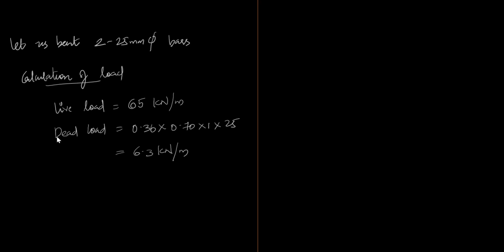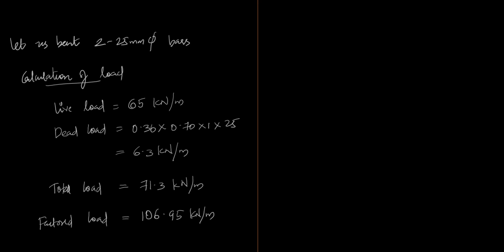That is the calculation of the load. The live load is given as 65 kN per meter. The dead load I will calculate as 0.36 by 0.70 by 1 into 25 kN per meter cube. That is 6.3 kN per meter. I will get the total load as 71.3 kN per meter. From there, the factored load, that is multiplying it by 1.5, I will get this value as 106.95 kN per meter.